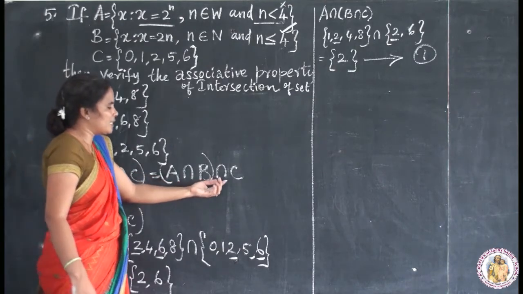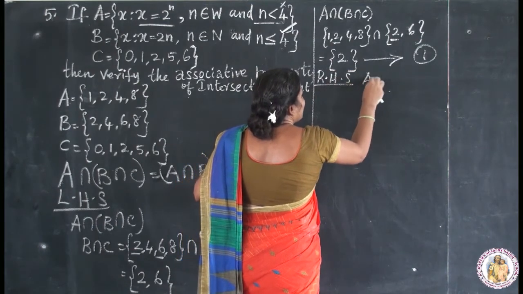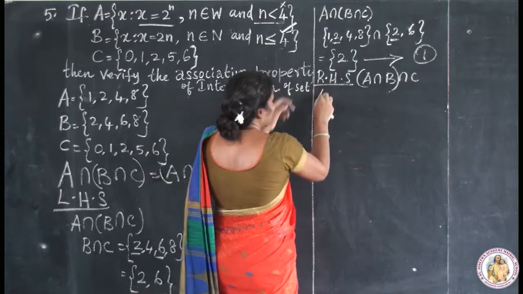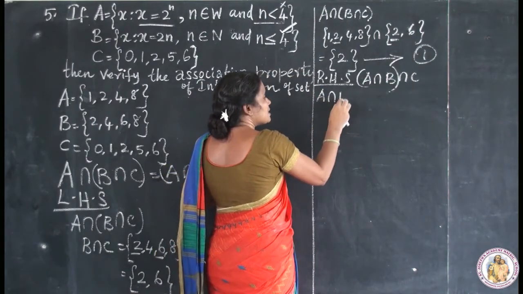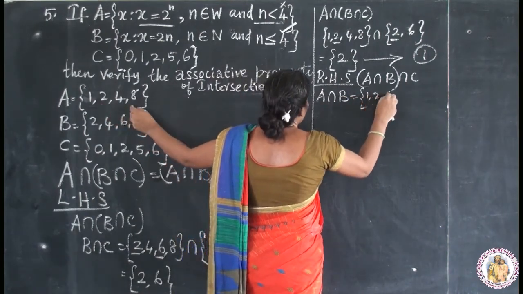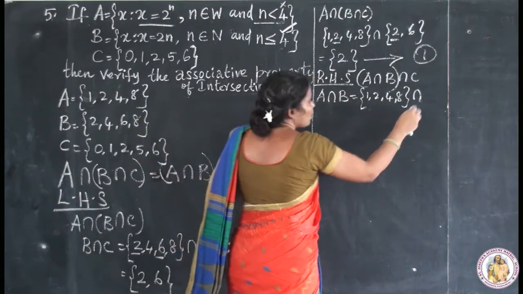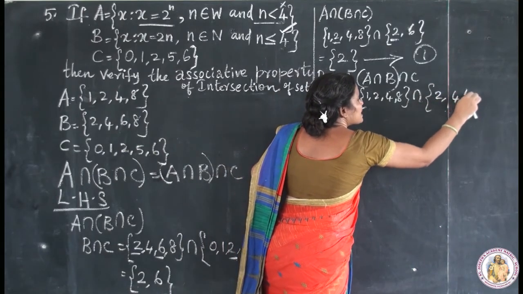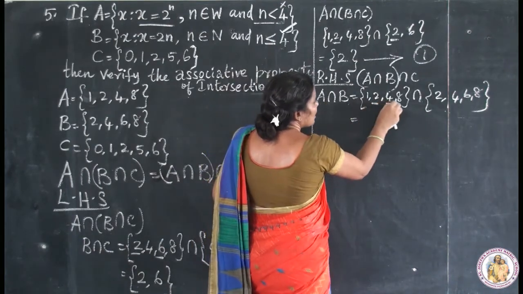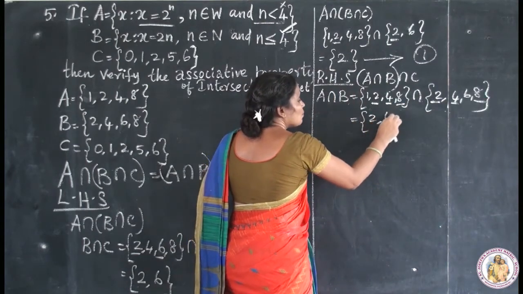Okay, then now let us move on to RHS. A intersection B intersection C. First go with the bracket A intersection B. A intersection B, write the elements of A, that is 1, 2, 4 and 8. Intersection B: 2, 4, 6, 8. A intersection B, so write the common elements, that is 2, 4, 8.